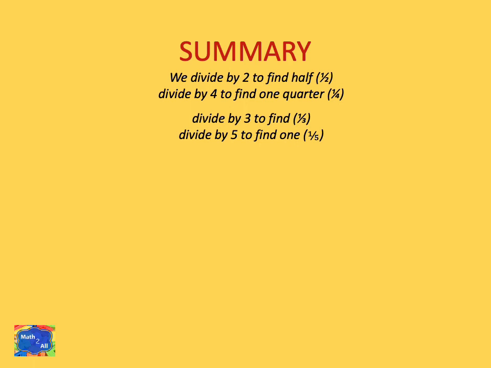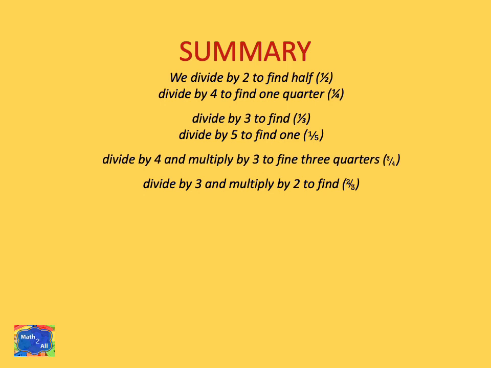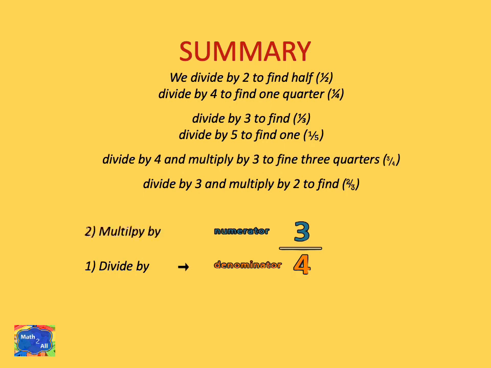The other case, if you want to find, for example, 3/4, you need to divide by 4 and multiply by 3. If you want to find 2/3, you need to divide by 3 and multiply by 2. So, as a general rule, you need first to divide by denominator and then multiply by numerator.